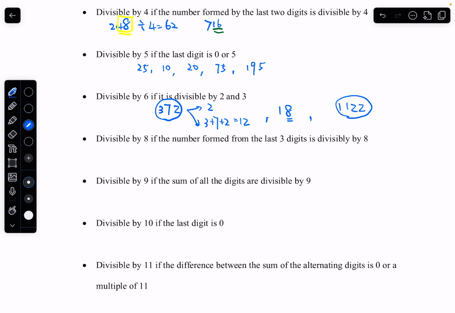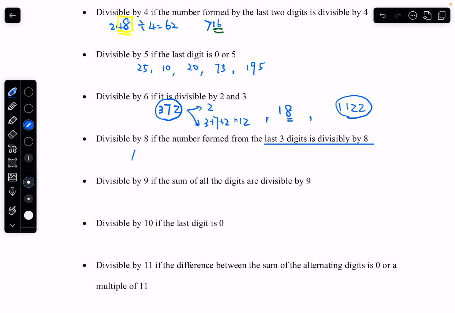7. Okay, there is no test for 7. So for 7, please just use long division. Now we talk about 8. Divisible by 8 if the number formed from the last 3 digits is divisible by 8. We need the last 3 digits. If only 2 digits, you can try long division or test by 2 or 4 combined.